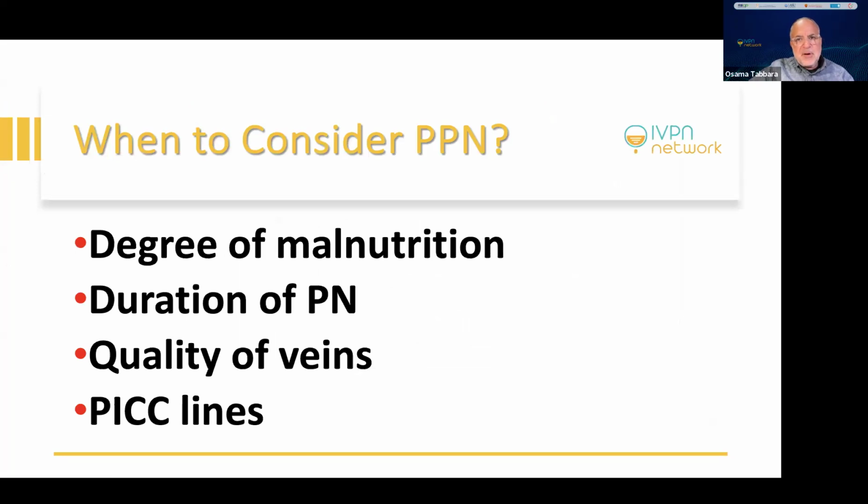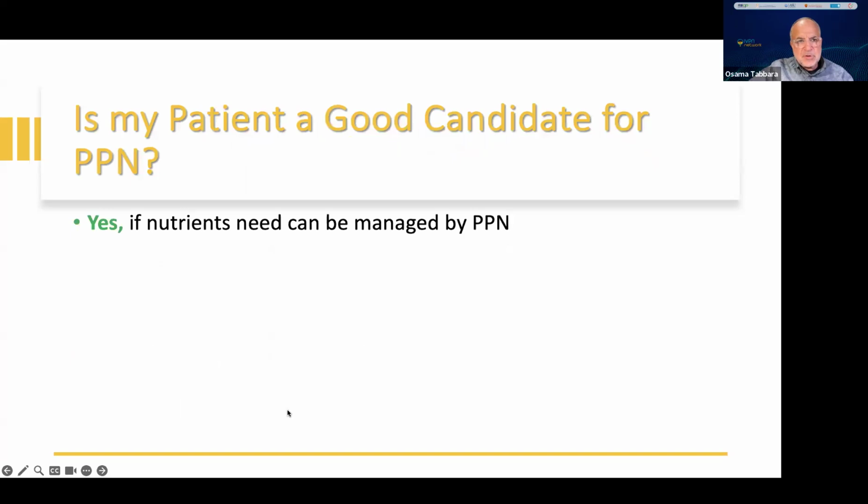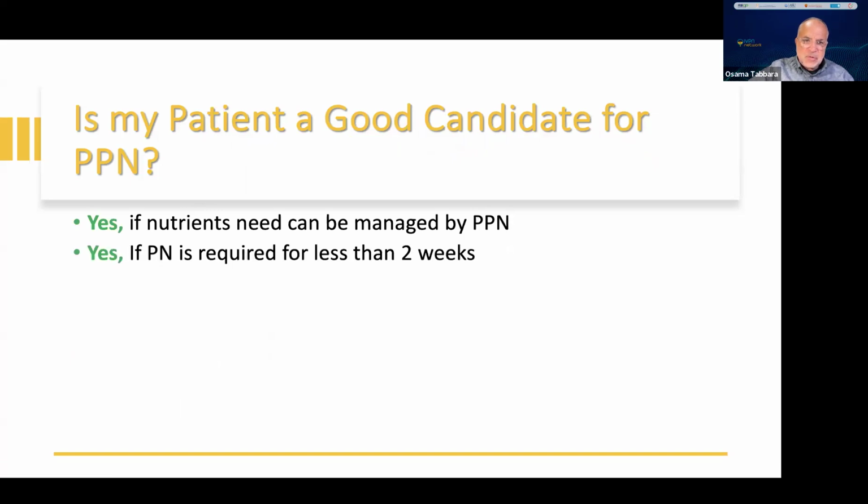When to consider peripheral parenteral nutrition depends on the degree of malnutrition, the duration of parenteral nutrition, the quality of veins, and if the patient cannot, for example, have a central line or PICC line, then we have to consider peripheral parenteral nutrition. So always ask this question: is my patient a good candidate for peripheral parenteral nutrition? Yes, he's a good candidate if nutrient needs can be managed by supplementary parenteral nutrition. Yes, if parenteral nutrition is required for less than 2 weeks.